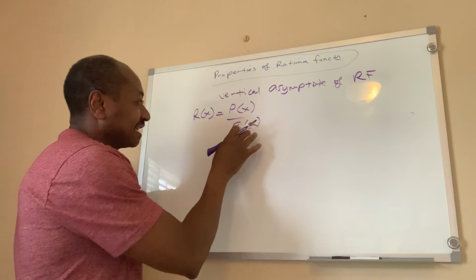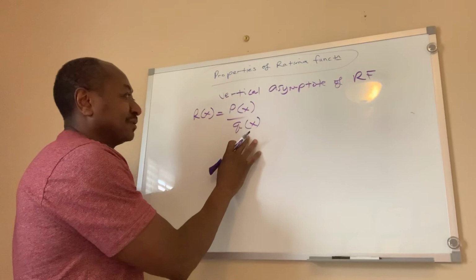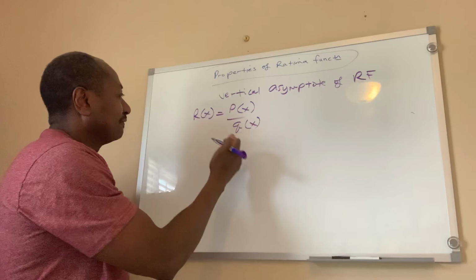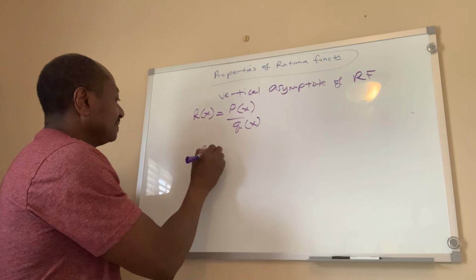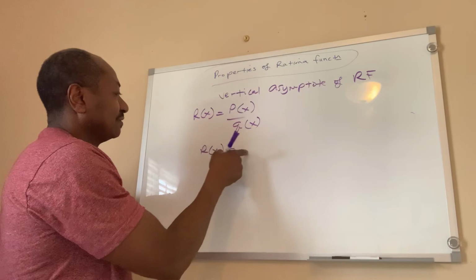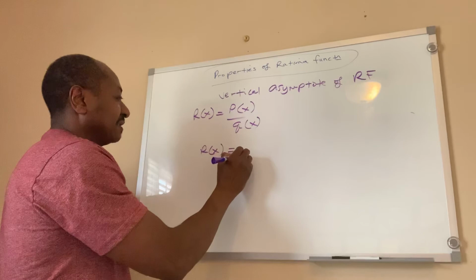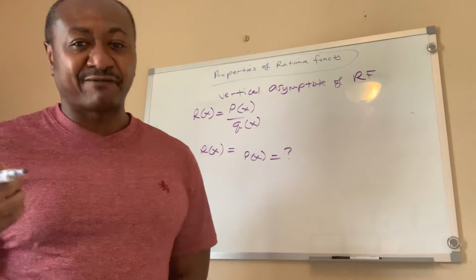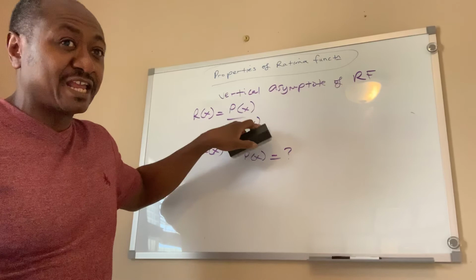Now, to find your vertical asymptote, it's the same as finding your x-intercept. Those are the zeros of your polynomial. If you're to find the zero of this polynomial here, then we say y equals 0, and then you solve for whatever p of x will give you. This will give you your vertical asymptote. So your vertical asymptote is the same as finding your zeros, and normally, when you're asked to find your vertical asymptote, it's the same as finding the domain of your denominator.